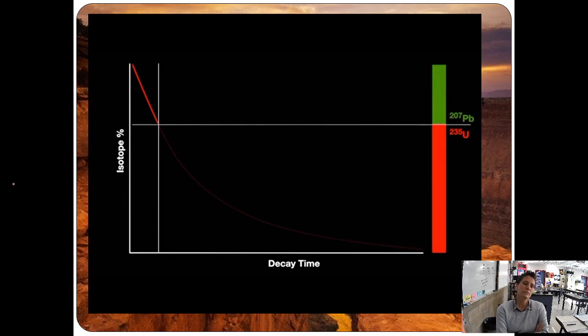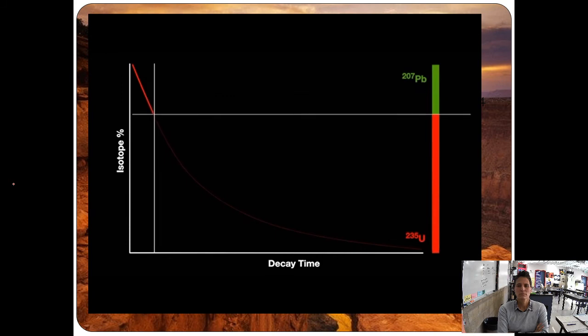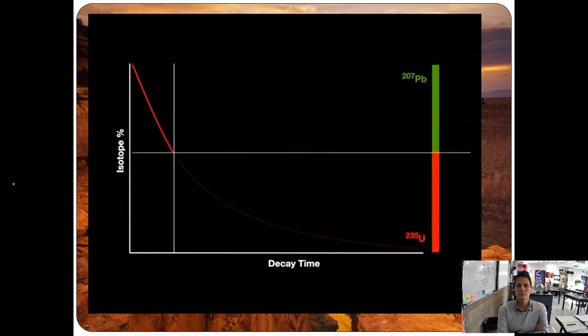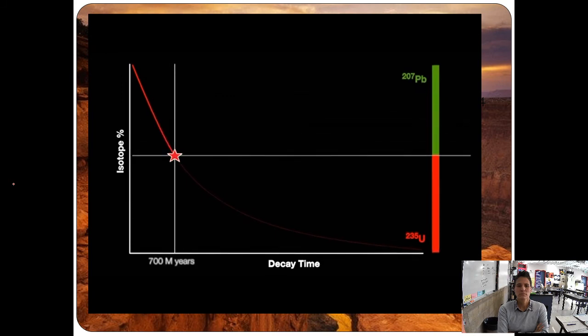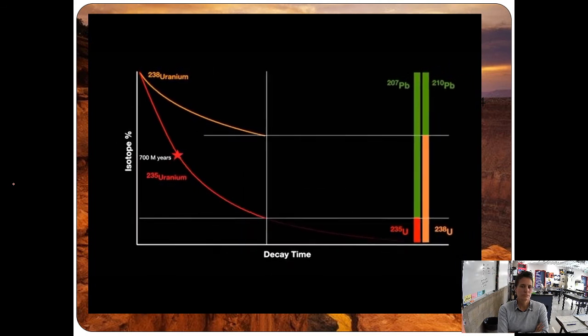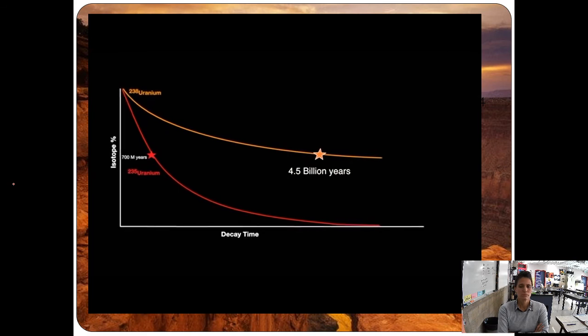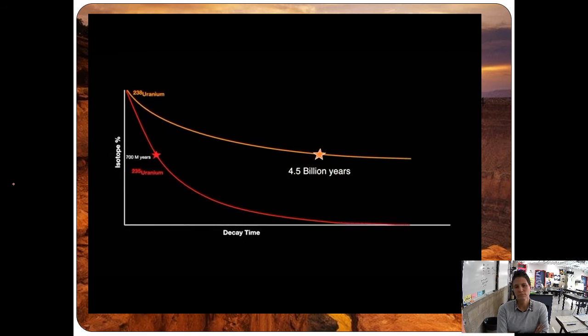Once we've measured our uranium and lead ratio, we can work out basically where we fit on this curve and how old our rock sample is. And for uranium, we've got two isotopes of uranium, uranium-235, which has a half-life of 700 billion years, and then the other uranium isotope that we measure is uranium-238. One half-life takes 4.5 billion years. Because this has such a long half-life, we can date really, really old rocks using the uranium lead method.